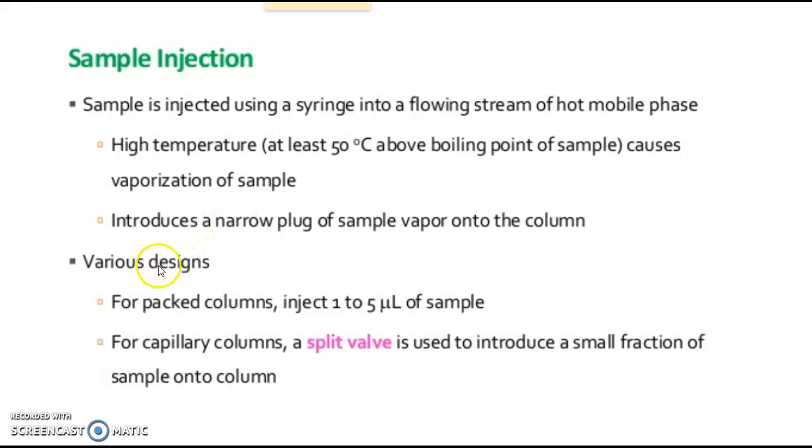Various designs have been made for this sample injector. For the packed column, the injector takes 1 to 5 microliters of sample. For capillary columns, a split valve is used to introduce a small fraction of the sample onto the column.